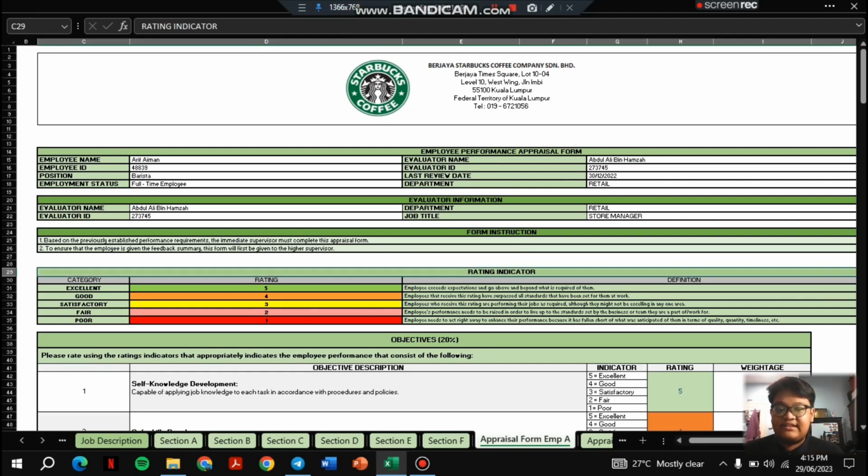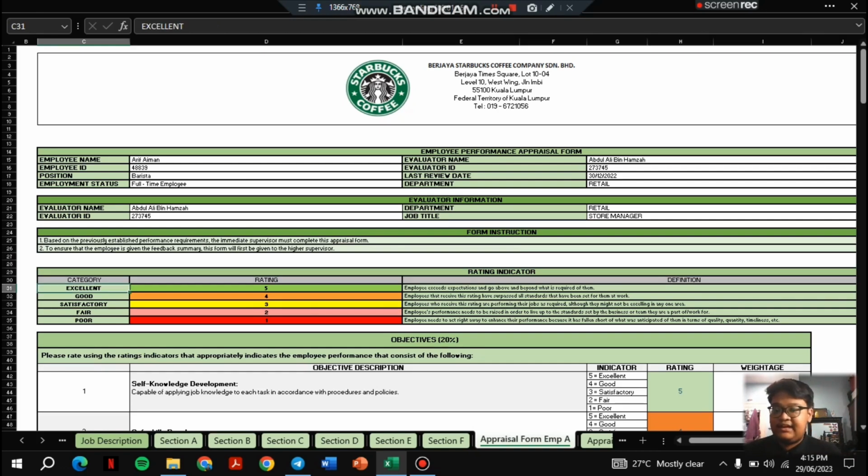So the next one is rating indicator. In this indicator we have five categories. The highest one is excellent, the lowest one is poor, and we also have a rating. The highest rating is 5, and the lowest rating is 1.